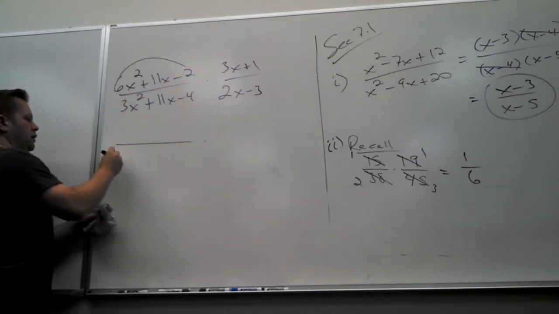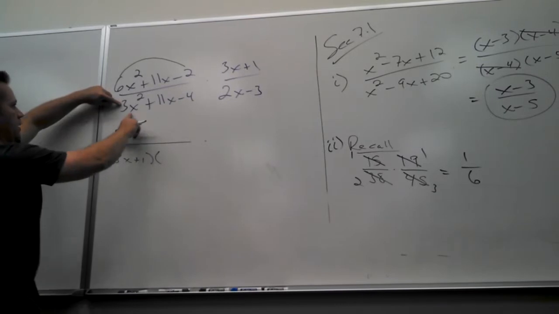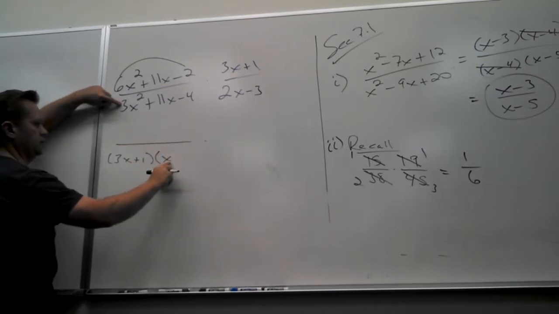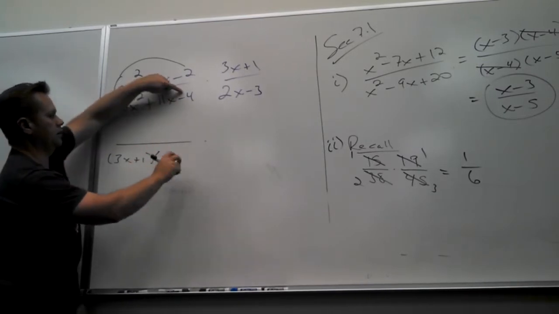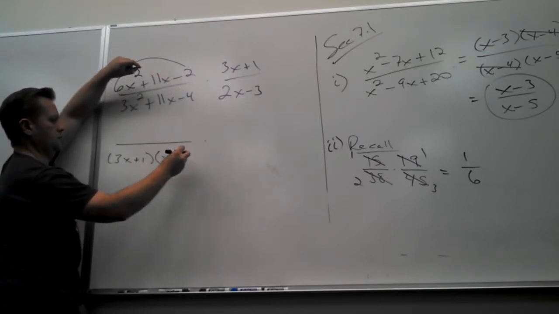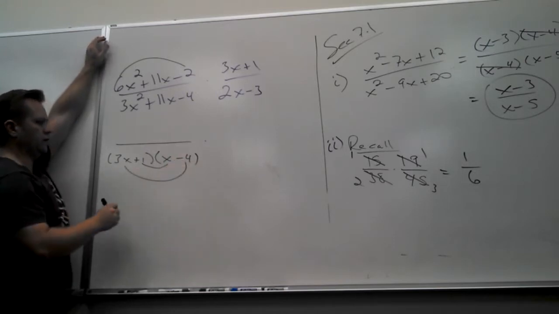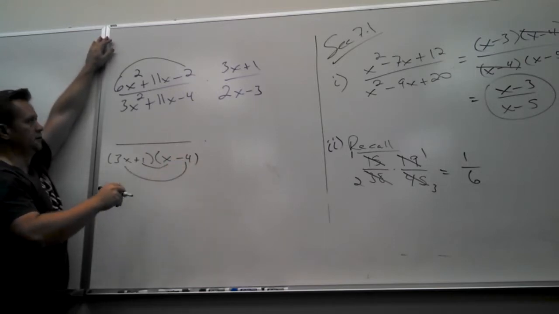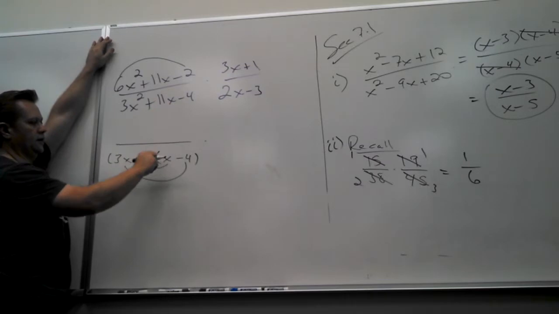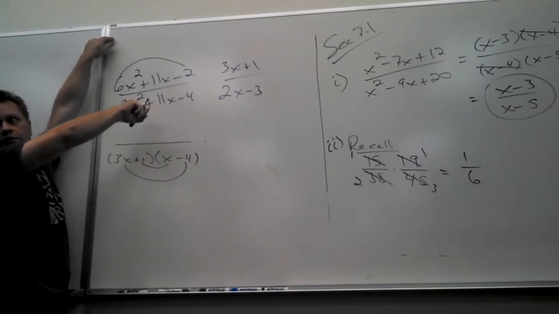What if I assume it's got a 3x plus 1? Well, how would I make it 3x squared? I put an x there to make 3x squared. How would I make it minus 4? 3. 4. Minus 4. And let's check. Plus x minus 12x. Is that right? Plus x minus 12x. Is it positive 11x? No.